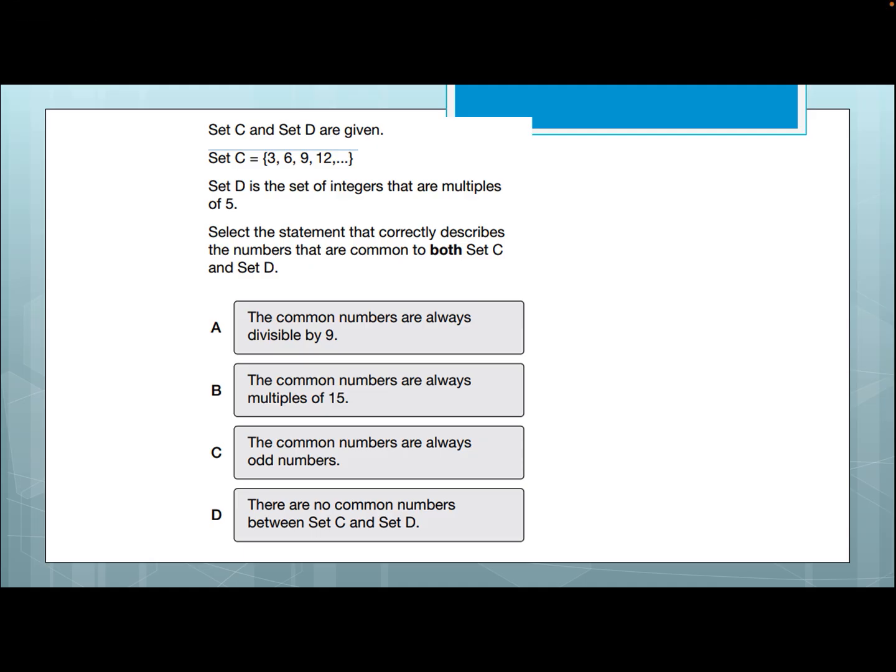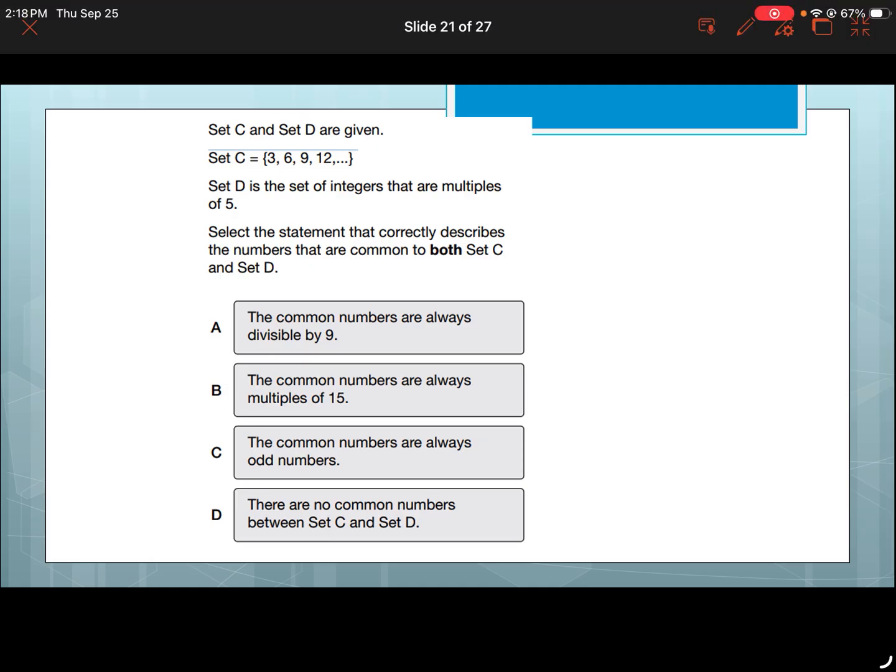Set C and set D are given. Set C is 3, 6, 9, 12, etc. Set D is the set of integers that are multiples of 5. So just to put that in context, that's -10, -5, 0, 5, 10, and then it goes on all this way and all this way. Don't forget your braces. Remember, braces are these weird things. Anyway, select the statements that correctly describe the numbers that are common to both set C and set D.